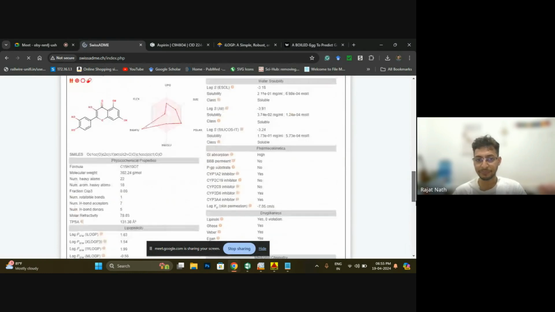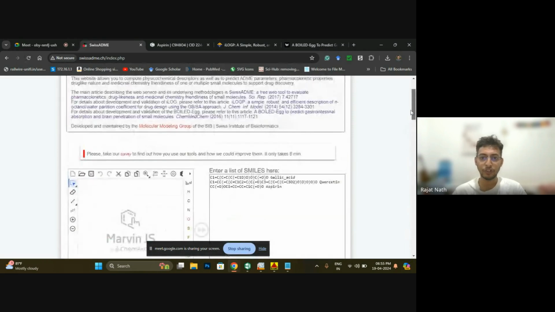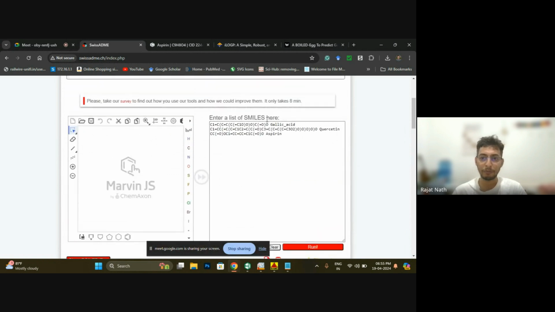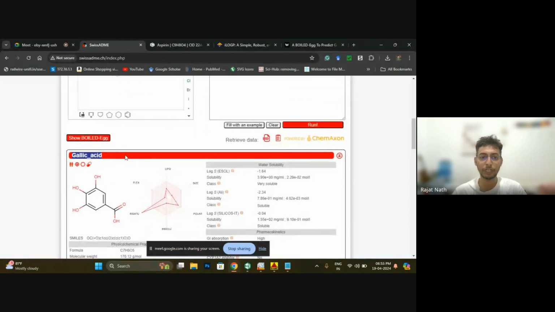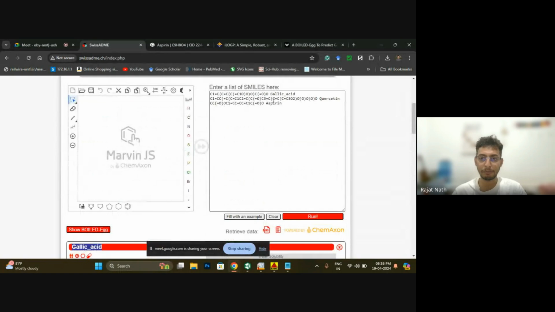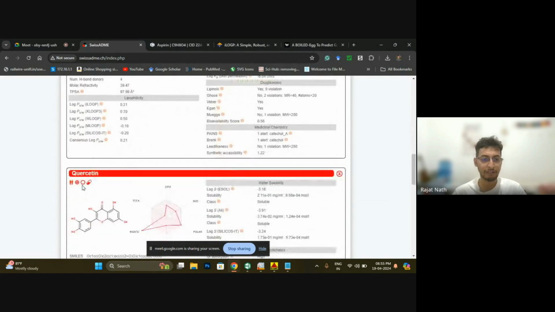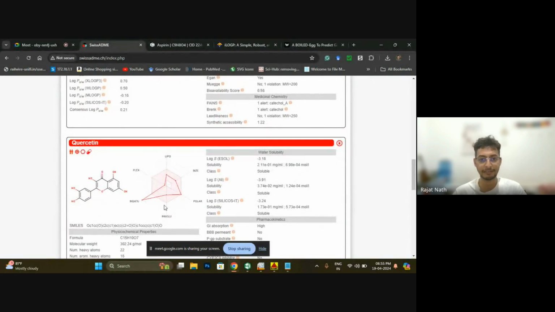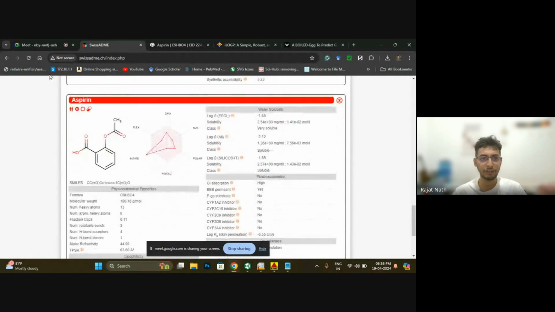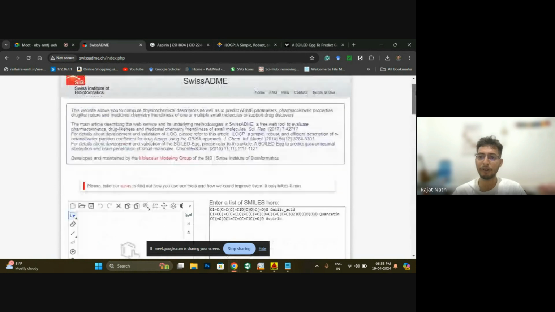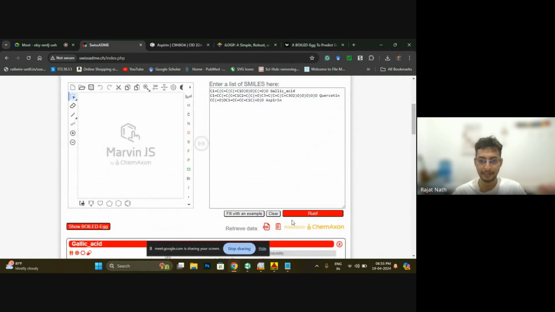See what happened. As I mentioned their name, the result came here with its name. See, the first compound is gallic acid, and it is named as gallic acid. If you paste only SMILES, it will be written as molecule 1, molecule 2, molecule 3. But if you put the name here, then the result will come with its name. So this is the first result for the first compound, which is gallic acid. Scroll down, this is the second compound, quercetin, the result for quercetin. Scroll down below, this is the aspirin, and it is the result for aspirin. So you can put as many compounds as you need, and you will get the result.